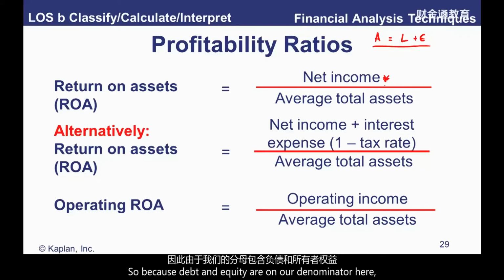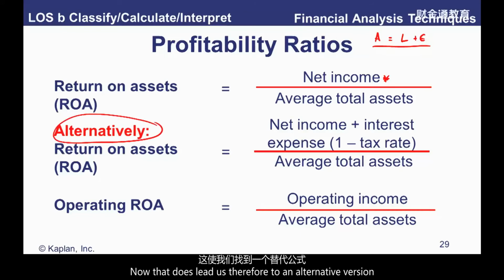So we've got debt and equity on our denominator essentially here, but a post-levered measure of earnings on our numerator. So it's a little bit odd really. Net income only belongs to the shareholders. Now, that does lead us therefore to an alternative version that actually corrects for this problem.